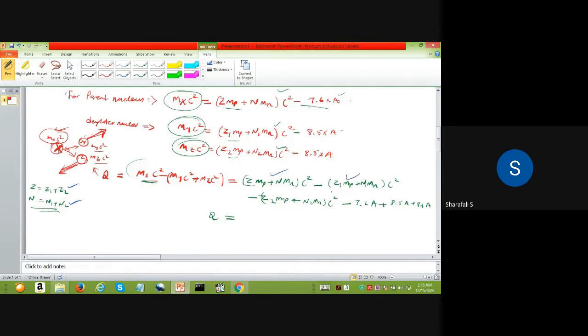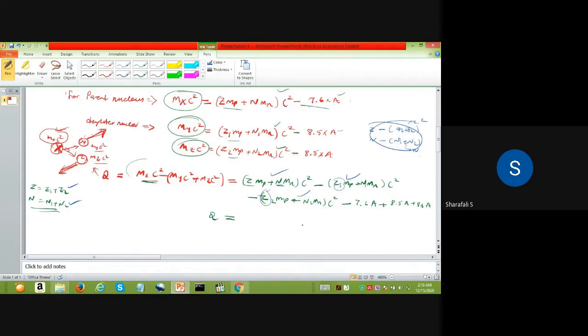So if you take these three terms, here we have Z1, minus Z1 minus Z2, so that will become minus (Z1 plus Z2). Z1 plus Z2 will be Z, so Z minus (Z1 plus Z2) will come here, so that will become 0. Similarly for N, N minus (N1 plus N2) times this factor, but this is nothing but Z and this is nothing but N, so that will become 0. So these three terms will become 0 and the remaining will be minus 7.6 plus 8.5 times A.